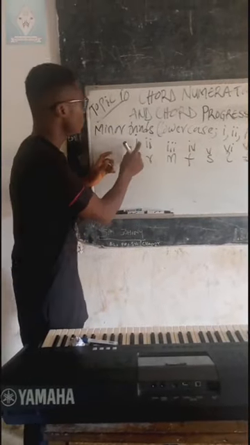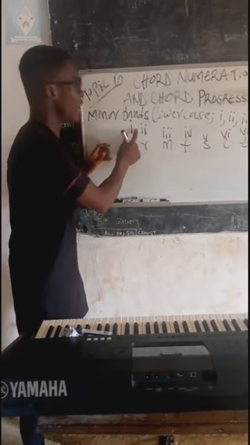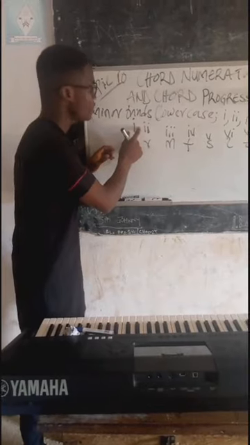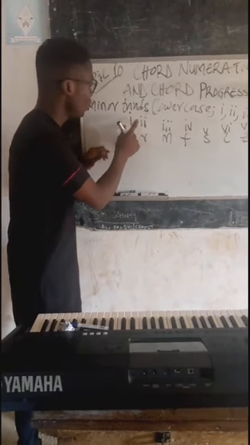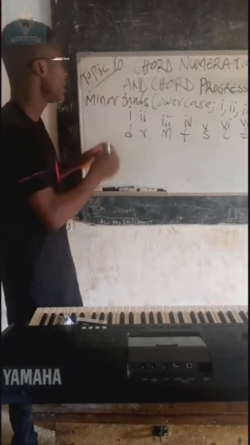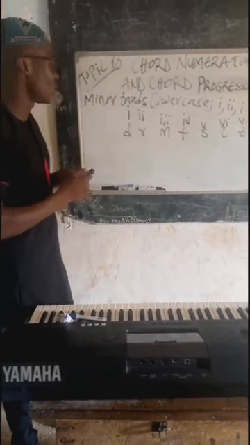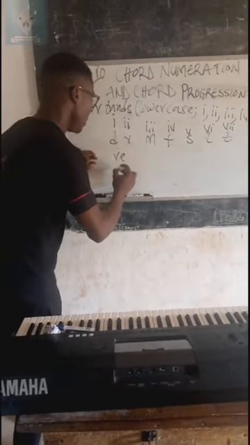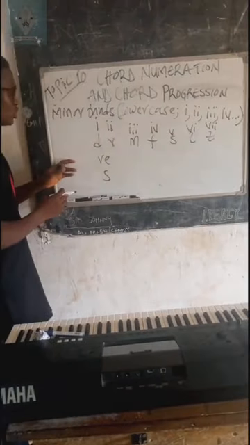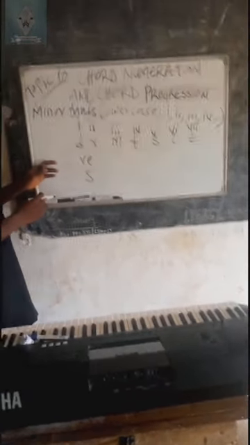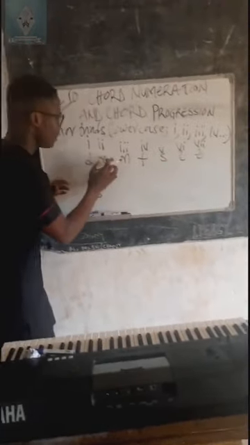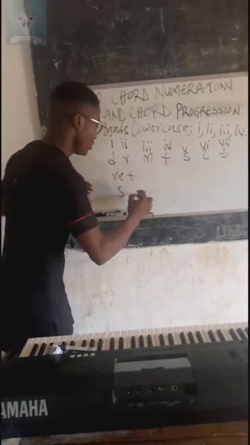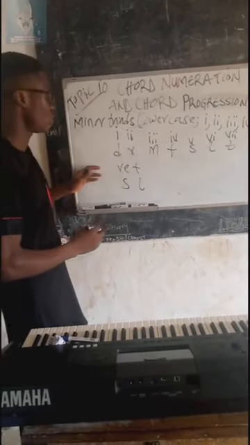Now, if you see a lowercase Roman numeral, you know that that chord is definitely a minor triad. Now, what is the minor triad built on this root? This is the minor triad built on this root.